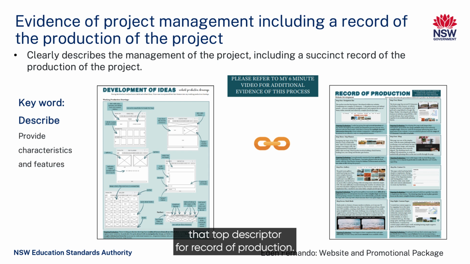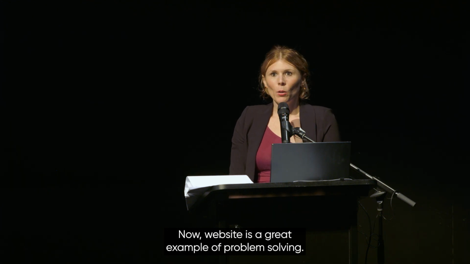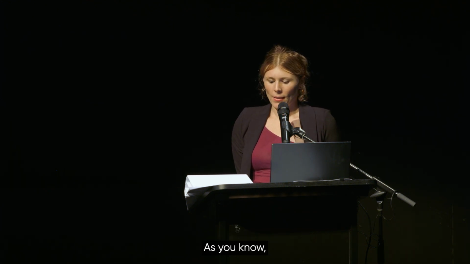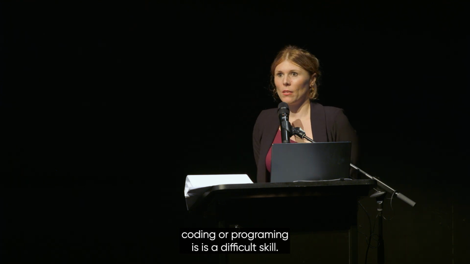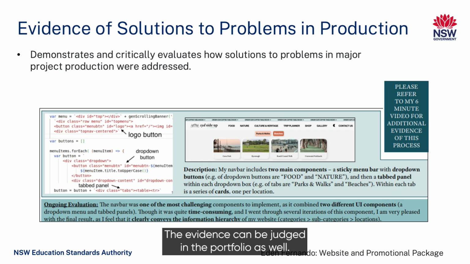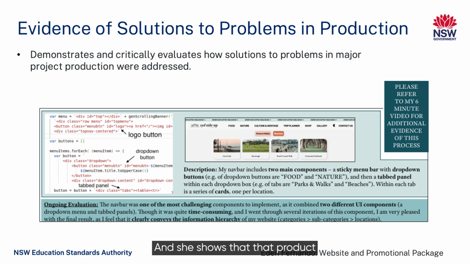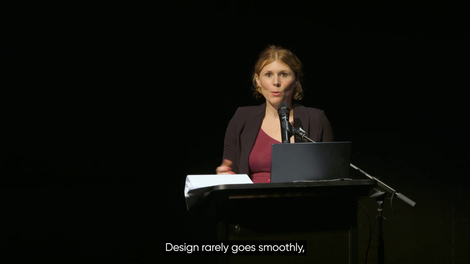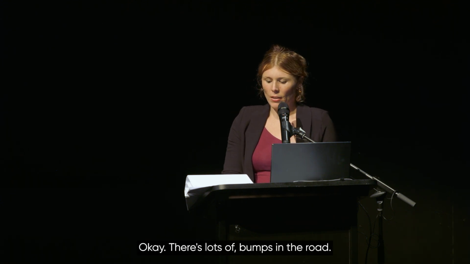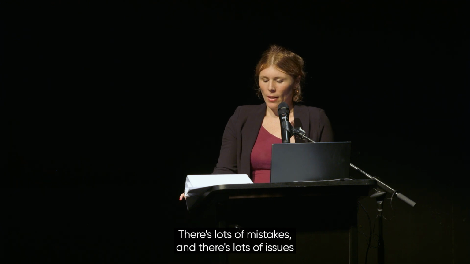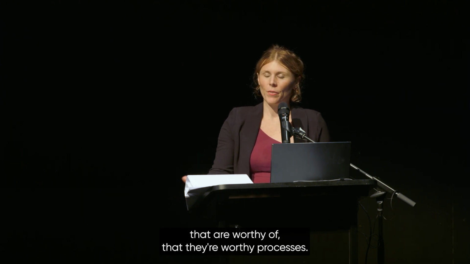Now, a website is a great example of problem solving. As you know, coding programming is a difficult skill. The evidence can be judged in the portfolio as well. So in coding a website, to make it functional, she doesn't just allow her website to speak for itself alone. She provides that critical evaluation, and she shows that that product is an evolving design, improved through the problems encountered. Design rarely goes smoothly, like D&T, design and technology. There's lots of bumps in the road, there's lots of mistakes, and there's lots of issues that are worthy processes.